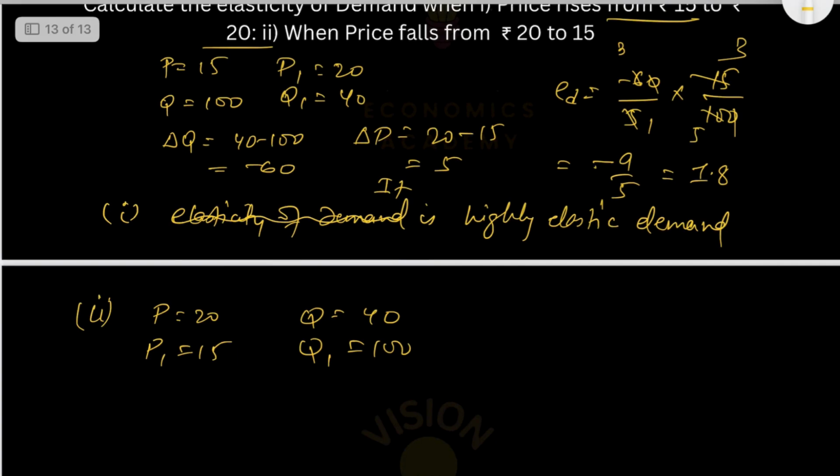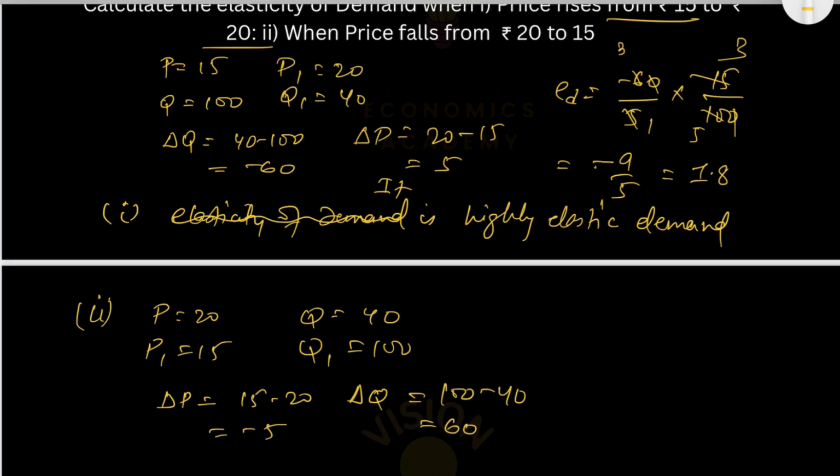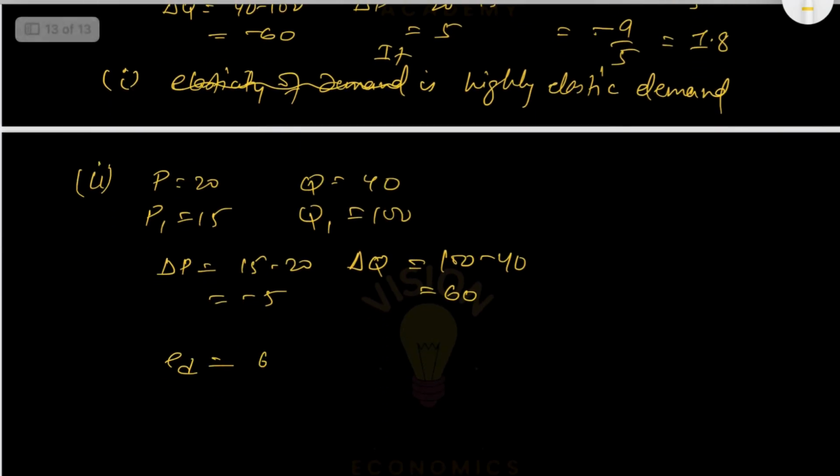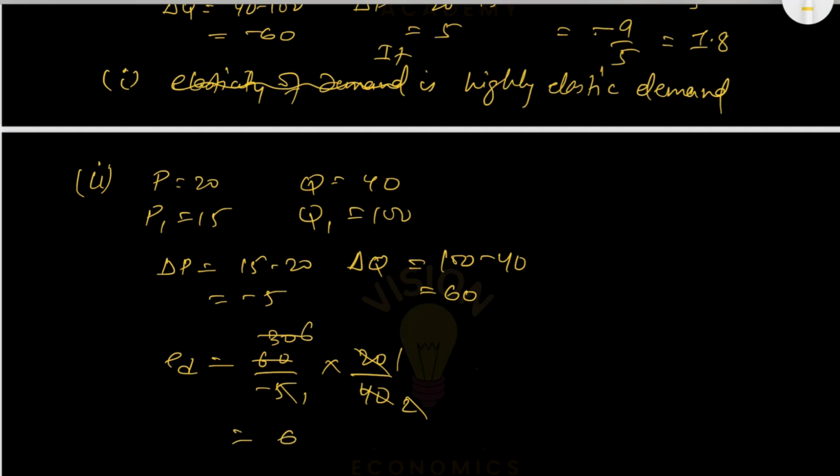Now change in P is 15 minus 20, that is minus 5. Change in Q is 100 minus 40, that is 60. So elasticity of demand is 60 by minus 5 into P, that is 20, by Q, that is 40. So it is 6. Okay. So it is highly elastic demand.